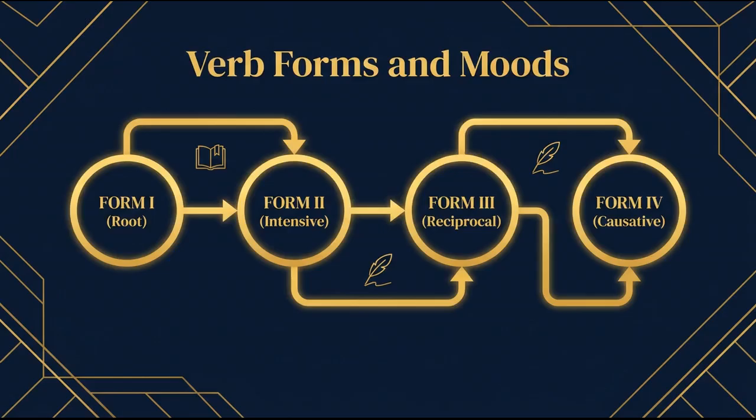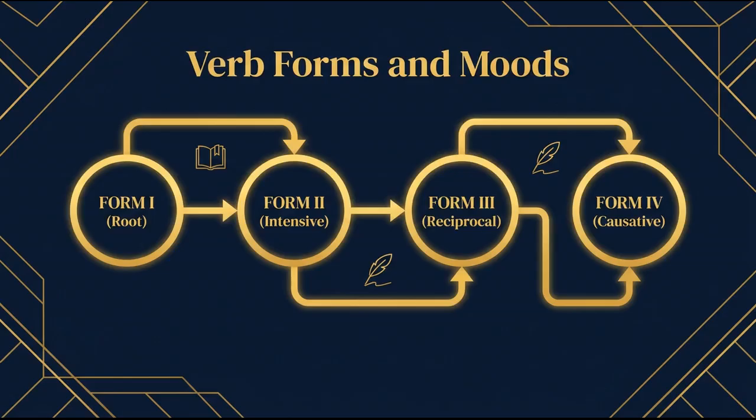From this base, Arabic creates derived forms. Form 2 doubles the middle radical, like kattaba, which often intensifies the meaning or indicates causation, such as teaching someone to write. Form 4 adds a prefixed hamza, so a'lama means he informed, a causative version of knowing. There are also quadriliteral verbs with 4 root consonants, such as tarjama, meaning he translated.